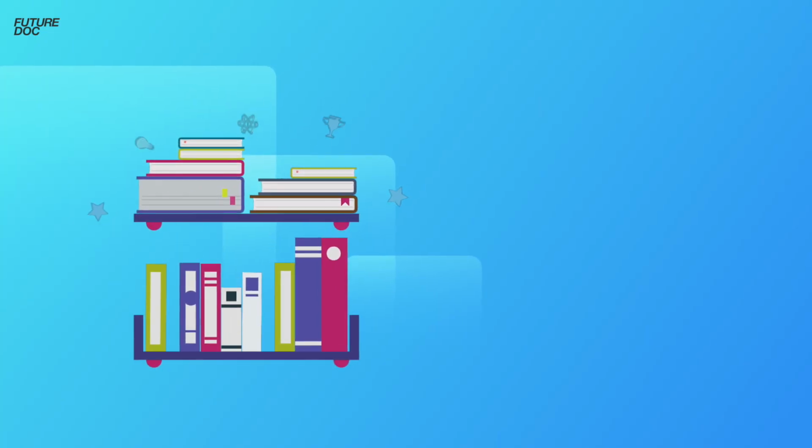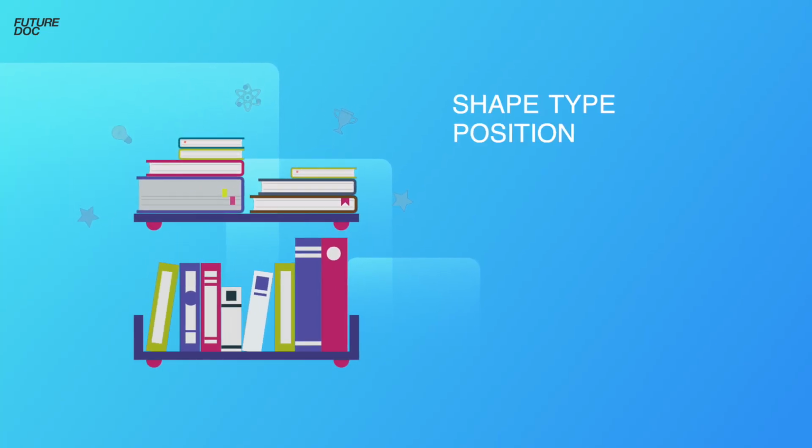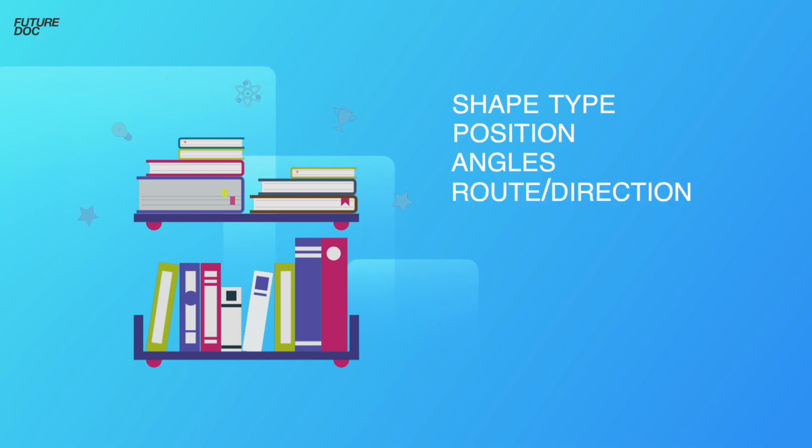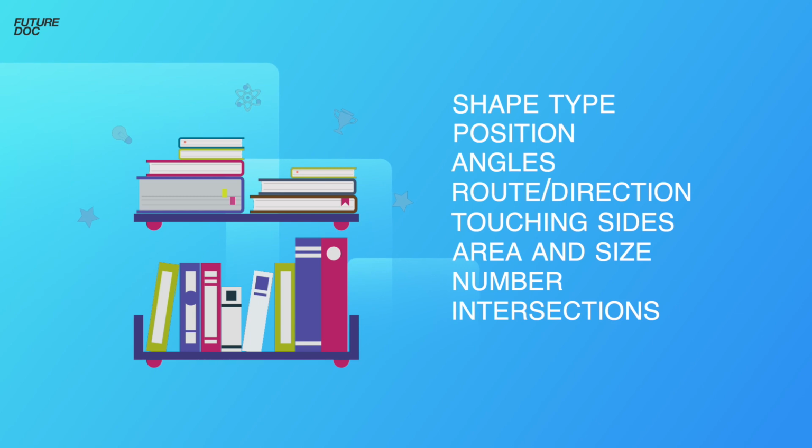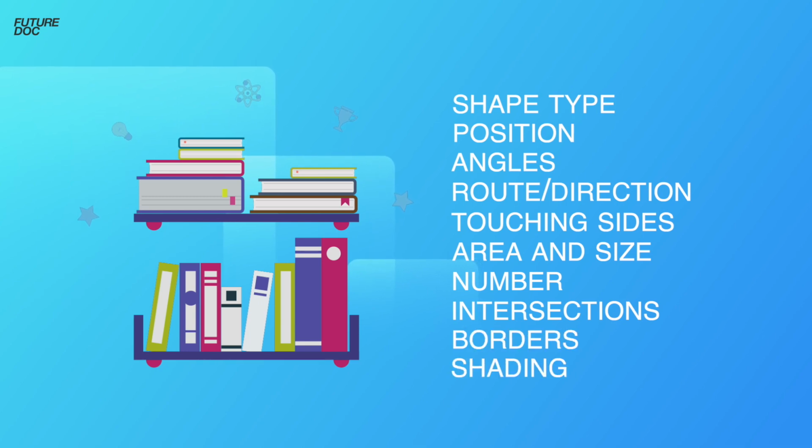And Spartan IBS stands for the shape, type, position, angles, route and direction, touching sides, area and size, number of items, intersections, borders, and shading. And don't worry, because later I will go through some examples of each of these pattern types and how to answer the questions. And within these patterns, there are usually two types of relationships.